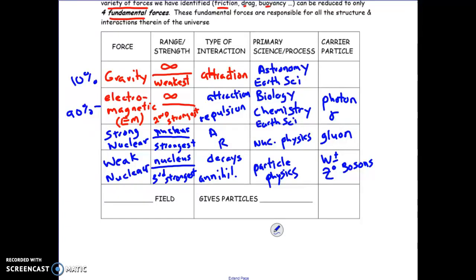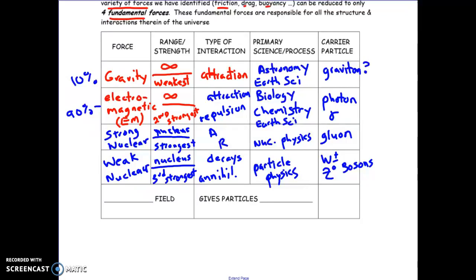All right, the last one for gravity is called the graviton. And I'm going to put a question mark next to it because we haven't discovered it yet. So we're not really sure if it exists, but a lot of our theories suggest that they should. Okay, so let's finish up. Perhaps the most important thing is how are these used?